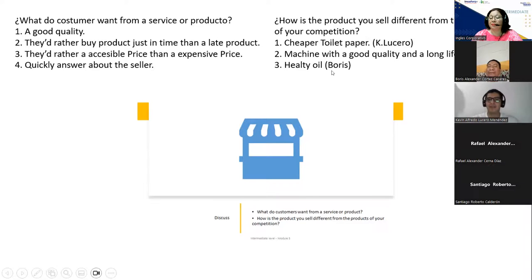Good. And Boris works in a company where they offer healthy oil. After the letter T, you need to write the letter H. But now he's in the presentation, so he's not able to add or do any correction.